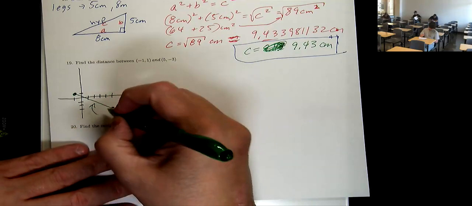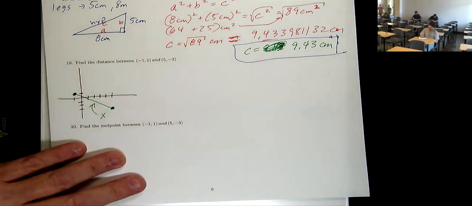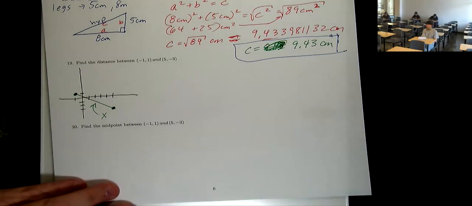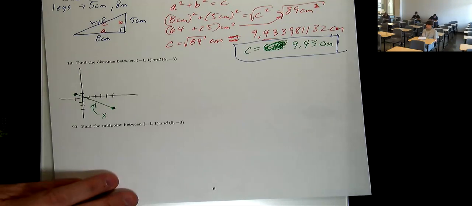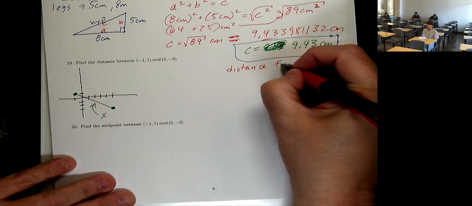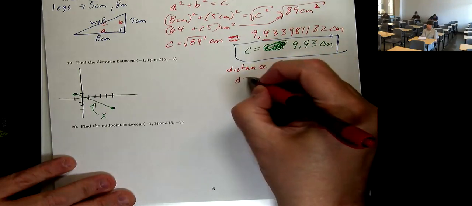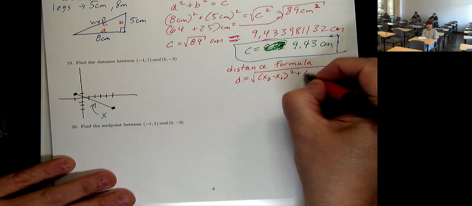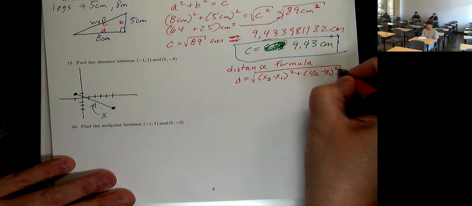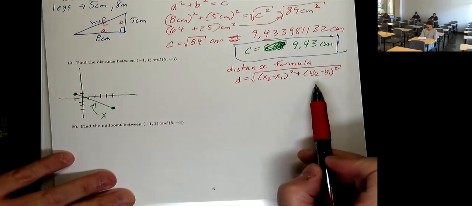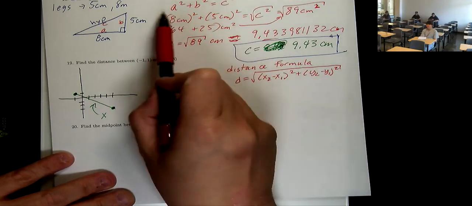That's my X. The distance formula comes from treating this as a right triangle. The distance formula is D equals the square root of x2 minus x1 squared plus y2 minus y1 squared. If you just make a triangle, you don't need to memorize this formula, and all you need to know is a squared plus b squared equals c squared.